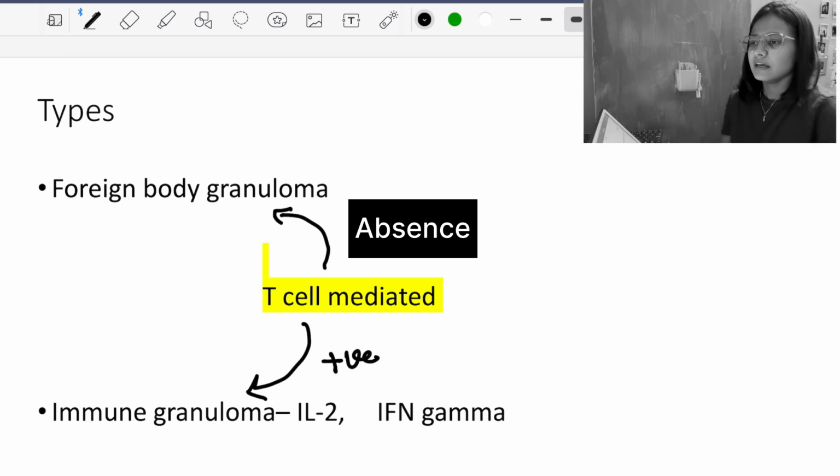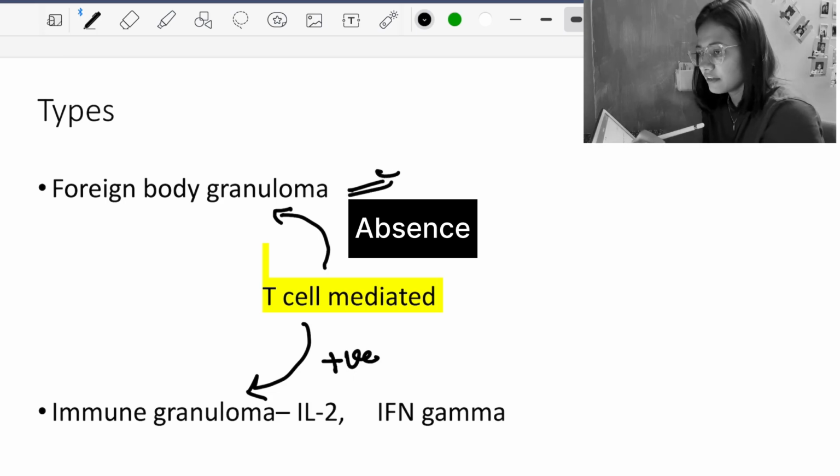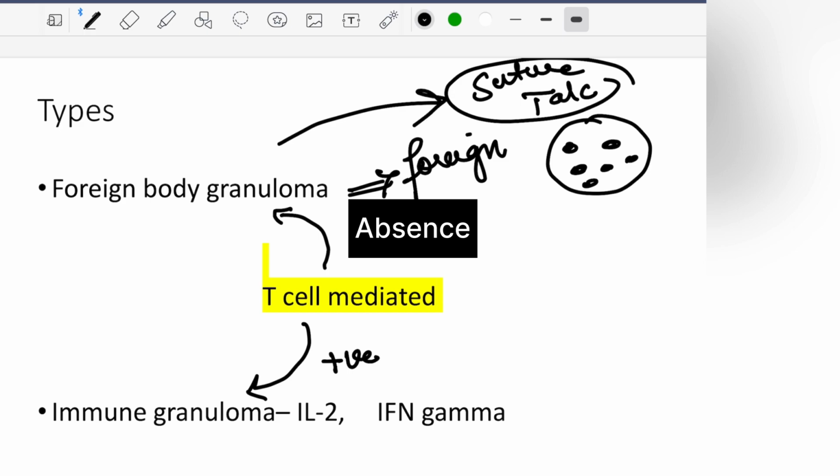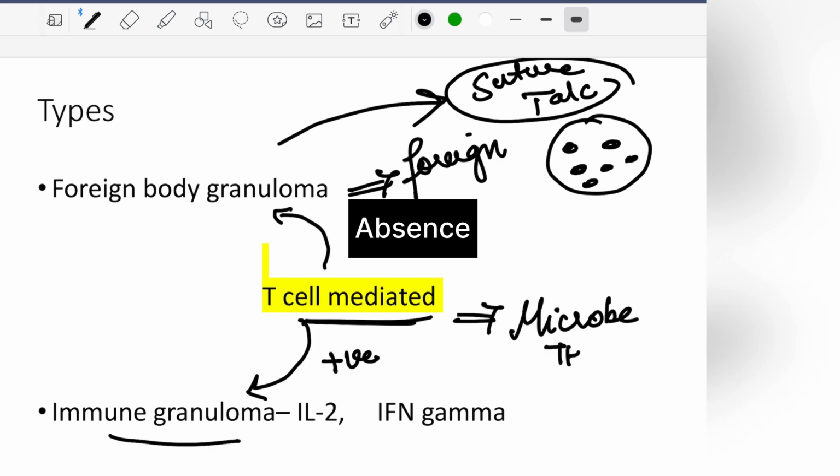So here you can see foreign body granuloma is because of any foreign material that you can see in the body. These giant cells will try to contain the foreign body inside them, such as talc, suture material. All of these trigger foreign body giant cell reaction and foreign body granuloma, whereas immune granuloma is because of a T cell mediated response, because of might be a microbe. It is usually a Th1 response, and they release cytokines such as interferon gamma, and then they cause a response.